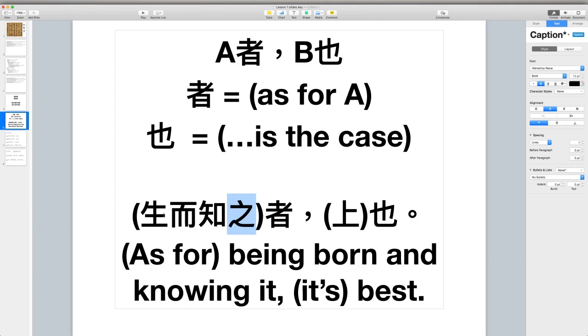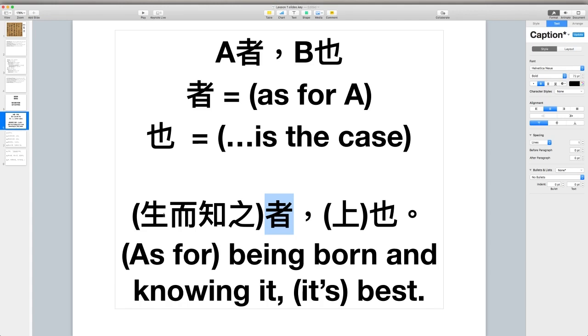Now we could go earlier in the text and see what the context is, and maybe that would make it more explicit what exactly this it is referring to. But for our purposes today, it's really not that important. To be born knowing it, right? And that's the topic. Now, 者 tends to nominalize things. And what is nominalize?